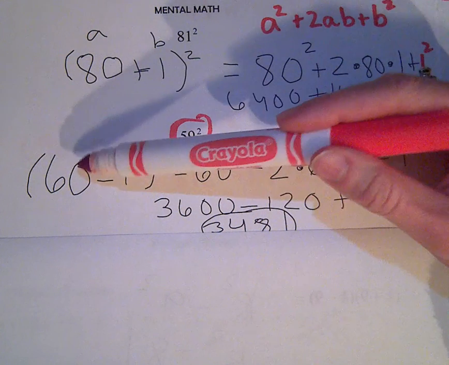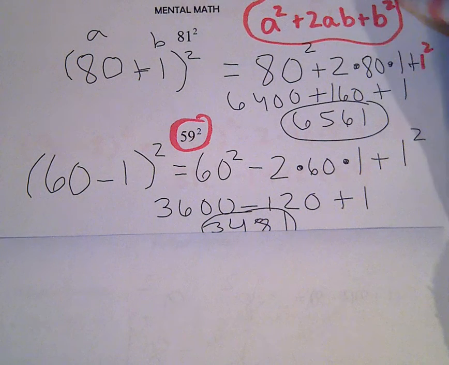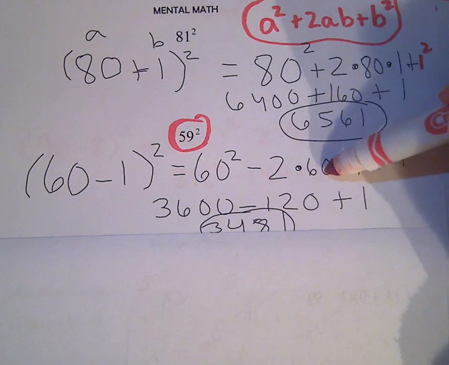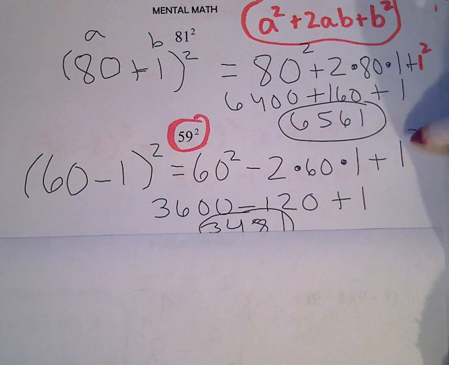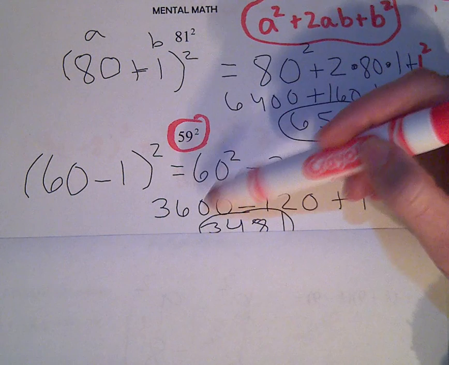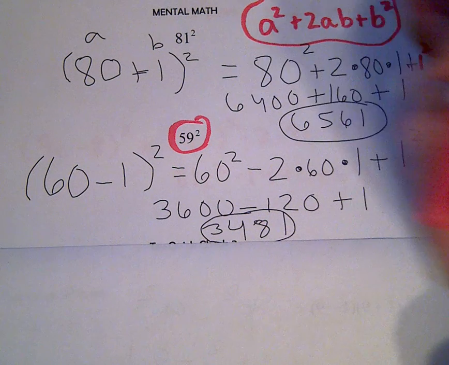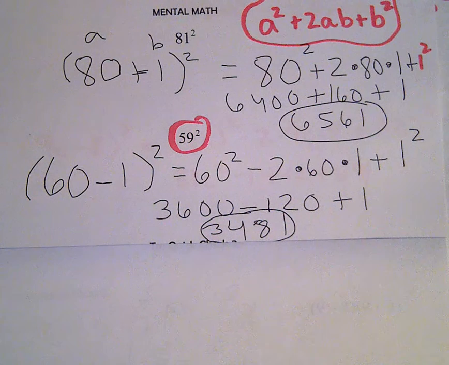So now I'm using this rule, a squared, only it's not going to be plus 2ab, it's going to be minus 2ab because this is a minus. So 60 squared minus 2 times the a, which is 60, times the b, which is 1, plus 1 squared. So that becomes 3,600 minus 120 plus 1, which is 3,481. So it's an easier way to tackle these numbers when they're squared, by breaking them up into easier to manage numbers.